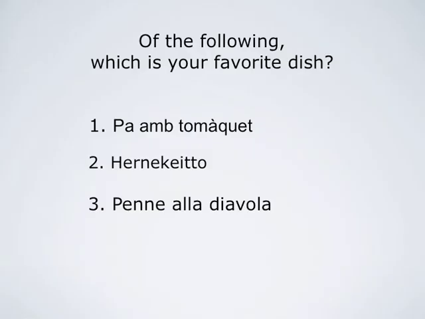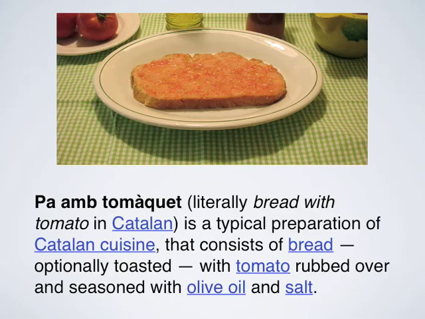When using these quizzes in actual teaching, then following a quiz question, I normally make some comments. So in this case, I remind first that the question was of the following, which is your favorite dish? And the first one was a tomato bread, second one hernekeitto, and the third one penne alla diavola. Now this first dish, pan amb tomàquet, literally bread with tomato, is a Catalan dish. And that consists of bread, optionally toasted, with tomato rubbed over and seasoned with olive oil and salt.